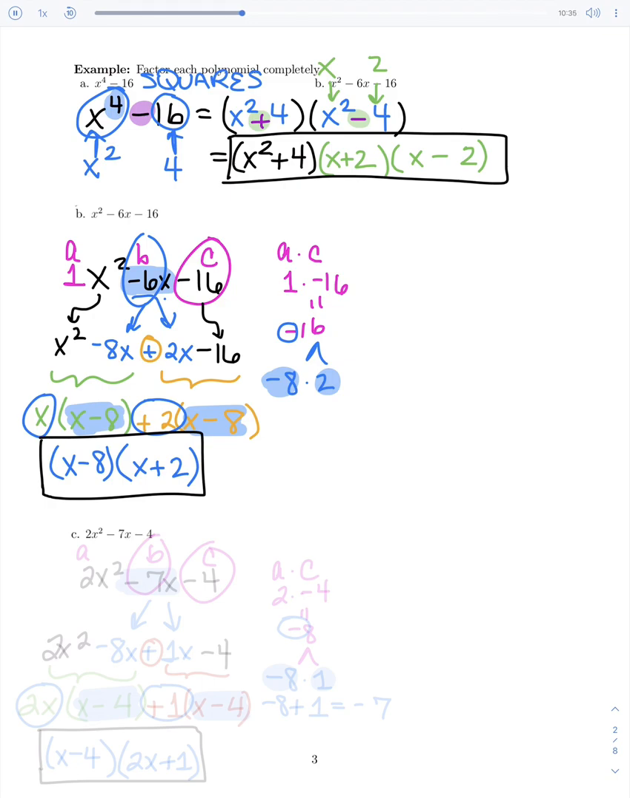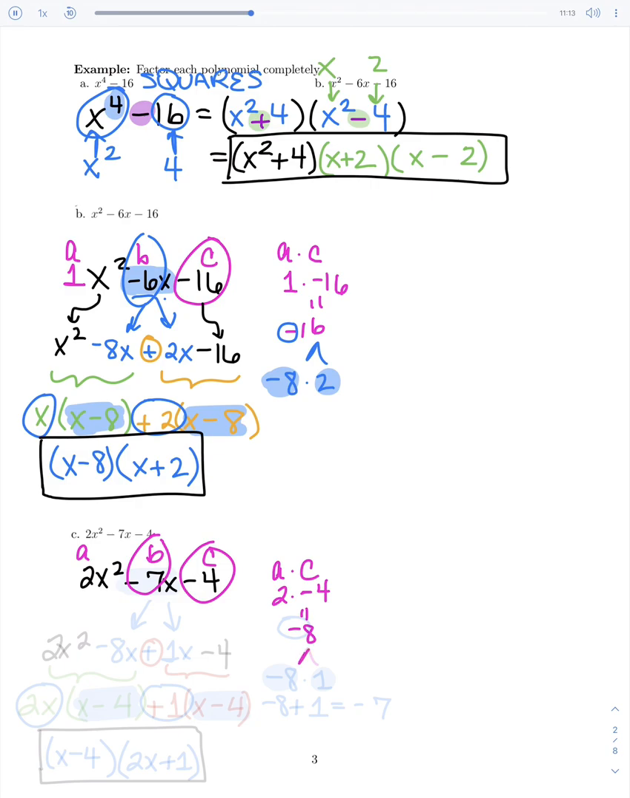Let's try another one. Let's take a look at problem C. In problem C, we've got a 2x squared minus 7x minus 4. So again, we have 3 terms. Nothing is in common between all 3. So I'm starting out with the AC method because there's no greatest common factor. So I need to figure out what my A, B, and C are. Well, my A is going to be 2, my B is going to be negative 7, and my C is negative 4. So I start with my A times C, which is a 2 times negative 4, which is equal to negative 8.